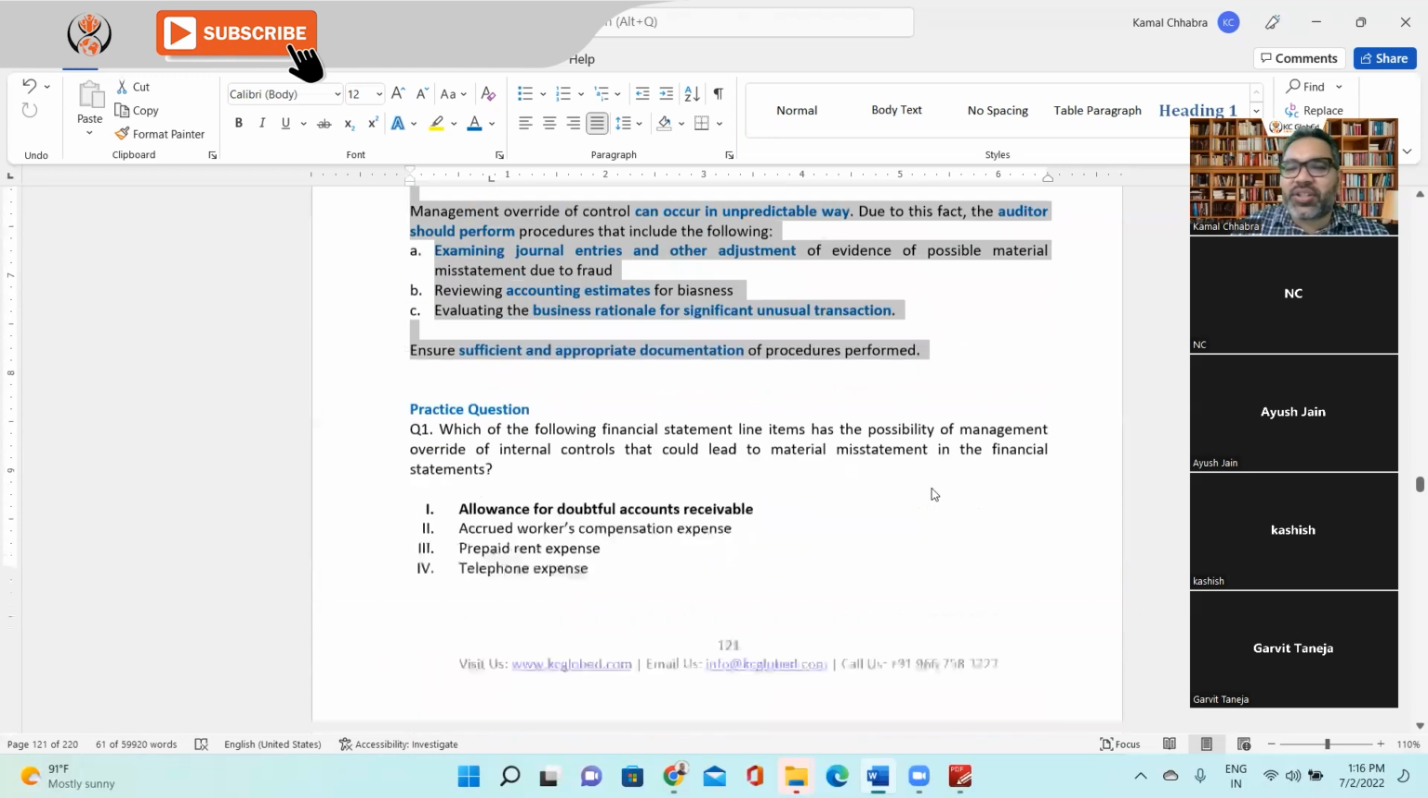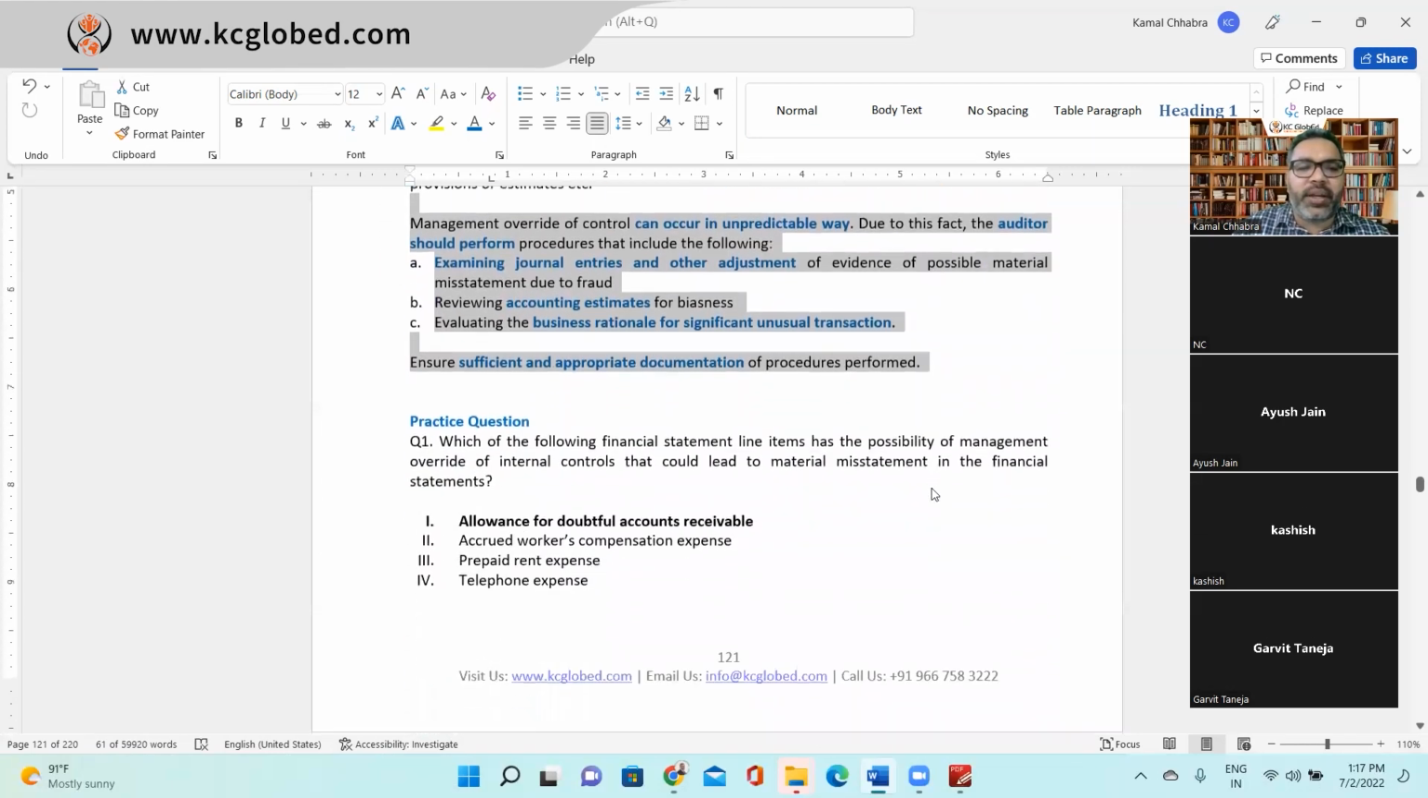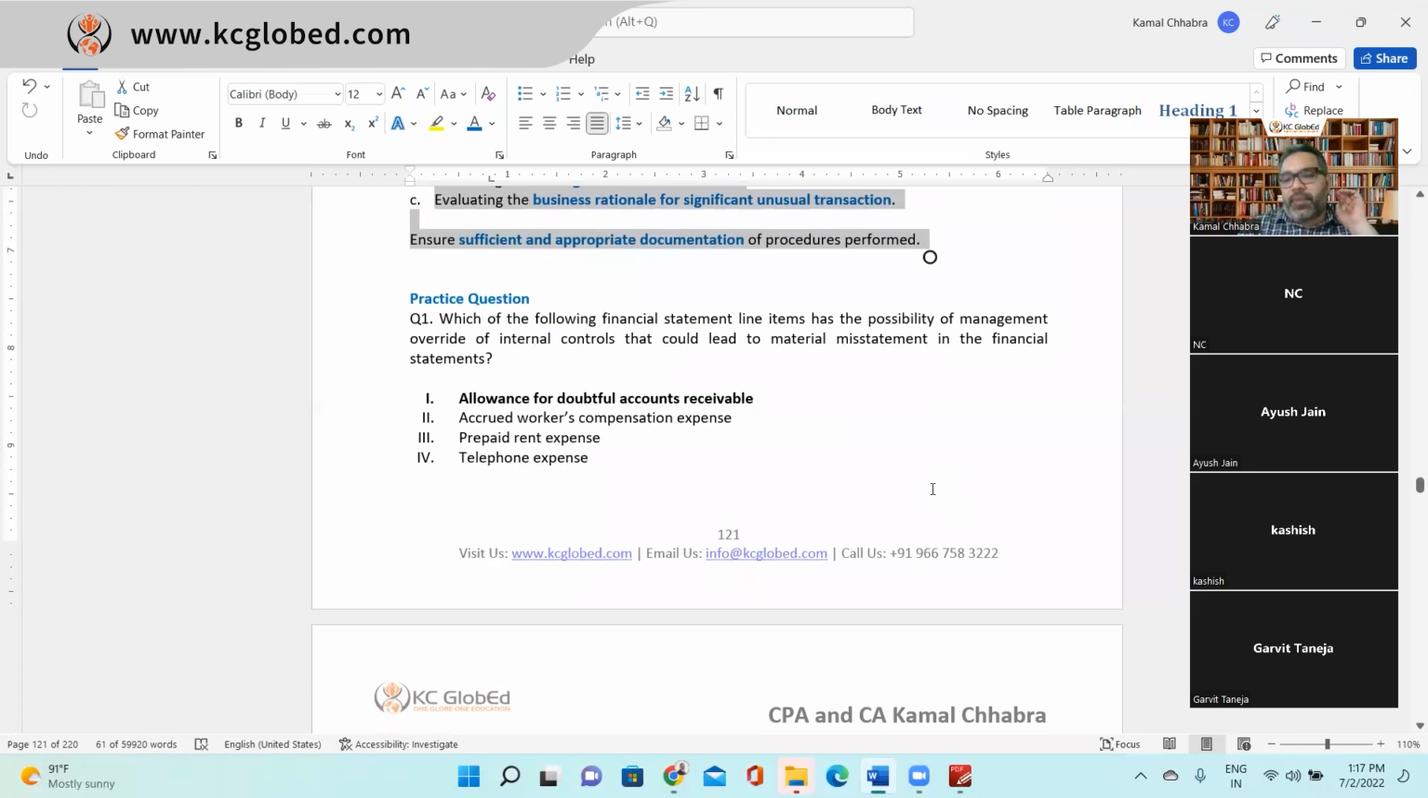Okay, one small question, just a very small topic, limitation and management override. Which of the following financial statement line items has the possibility of management override of internal control that could lead to material misstatement in the financial statements? Allowance for doubtful debt, accrued worker compensation expense, prepaid rent expense, or telephone expenses.